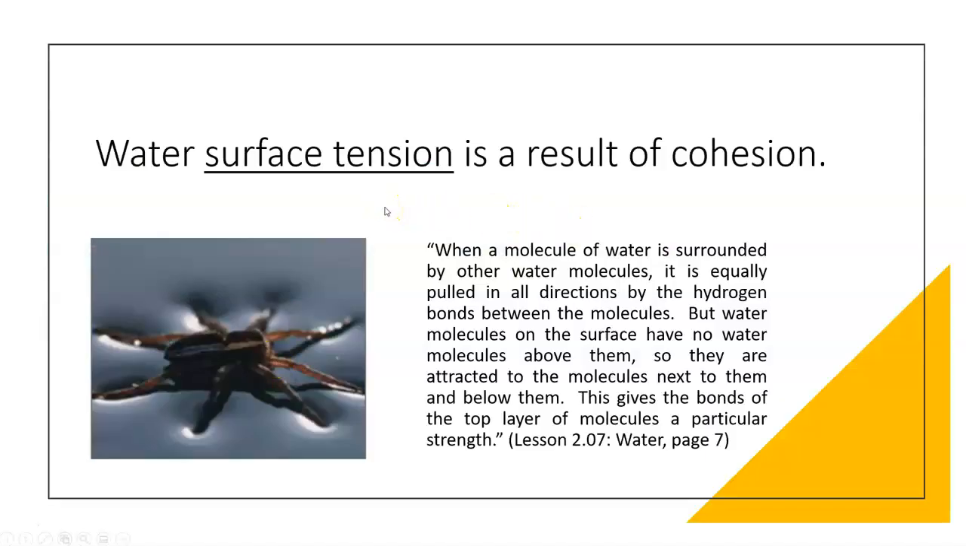Water surface tension is a result of cohesion. When a molecule of water is surrounded by other water molecules, it is equally pulled in all directions by the hydrogen bonds between the molecules. But water molecules on the surface have no water molecules above them, so they are attracted only to the molecules next to them and below them. This gives the bonds of the top layer of water, of molecules, a particular strength.